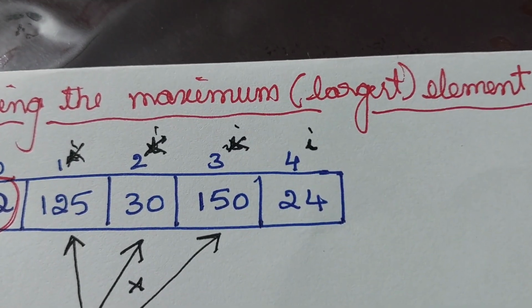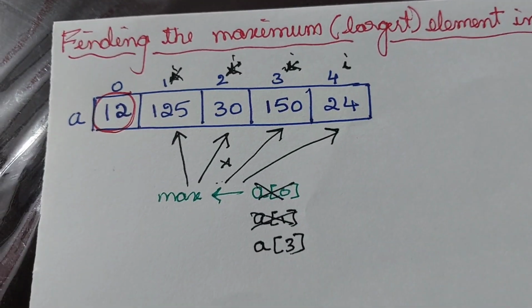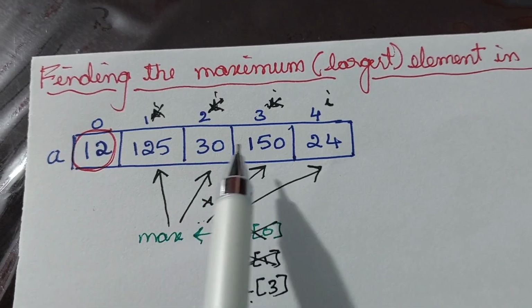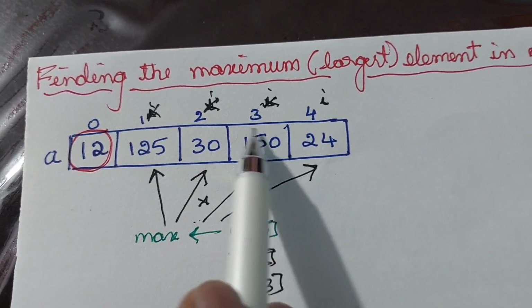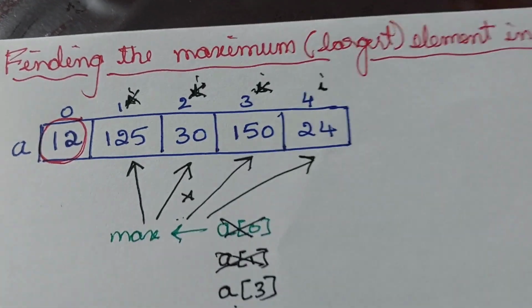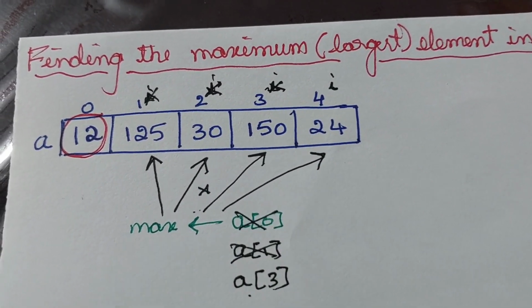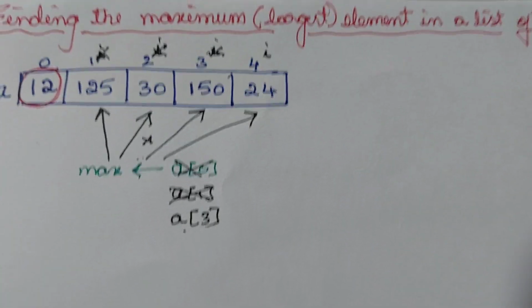No. Now I have checked all the elements. After checking all the elements, what is there in my max? A of 3. That means the maximum element is in position 3, that is, 150 is the maximum element. So this is what we did: we found the maximum element in the given list of elements. This is our plan to find the maximum element.